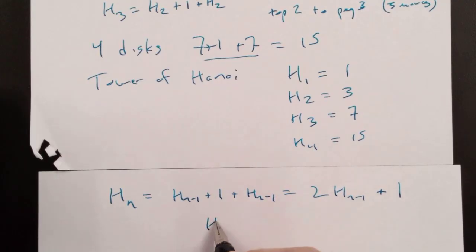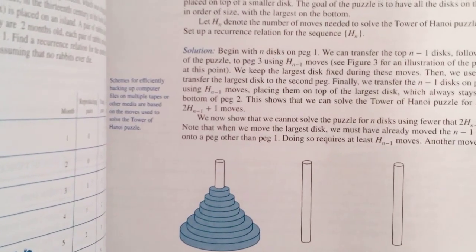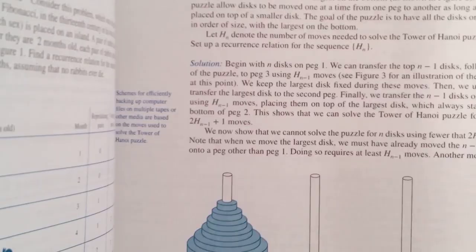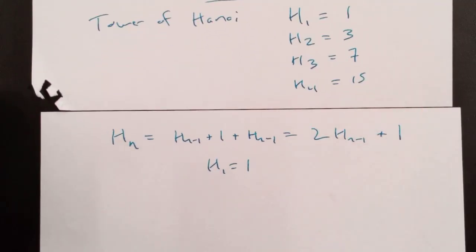As long as I have H1 being 1. Bottom page 535 has a picture. It kind of looks like that kindergarten toy with the donuts of all the different colors stacked on a peg. Same idea, only we just have multiple pegs. All right. I'm going to think of this like a programmer. I'm going to think recursion.